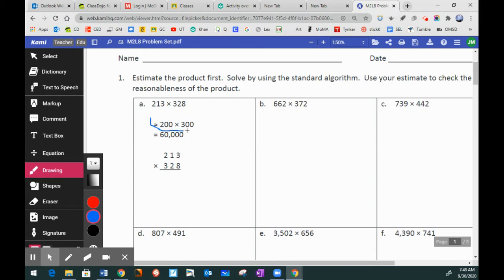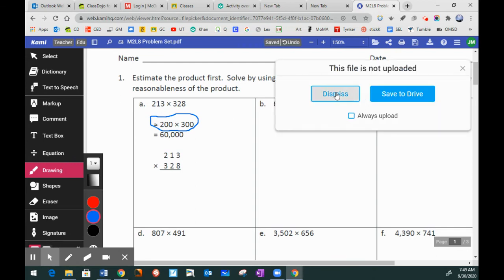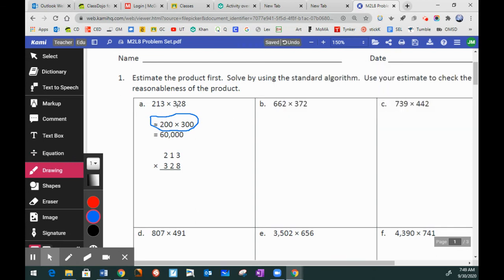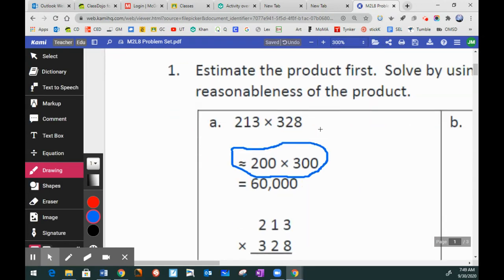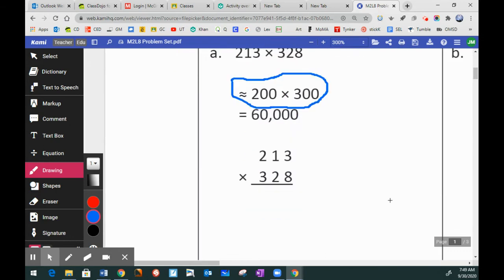So they rounded 213 to 200, and they also rounded 328 to 300, and when you multiplied it, it produced a product of 60,000. So the answer should be around 60,000. And if that's the case, then when we do the multiplication, the answer should be somewhere closer to it. So now let's do the multiplication.